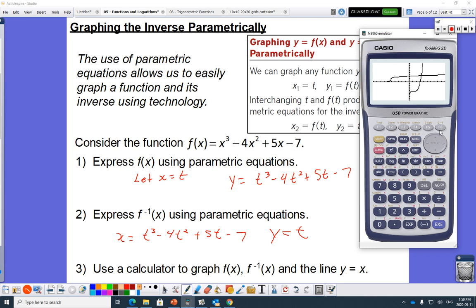T cubed minus 4t squared plus 1. That all looks good. Oh, minus, between t cubed and 4t squared there.